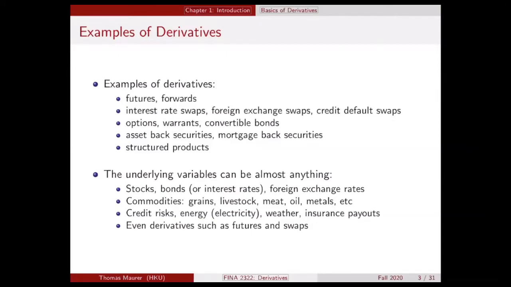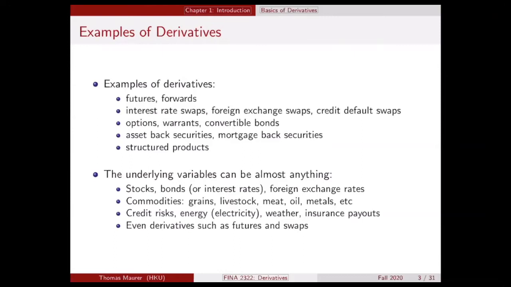For foreign exchange swaps, instead of exchanging interest rate payments, I would pay you, let's say, in Hong Kong dollars, and you would make me payments in, let's say, US dollars. Credit default swaps are basically an insurance. So one party pays a premium, and the other party pays a big lump sum payment in case a certain company or a certain bond defaults.